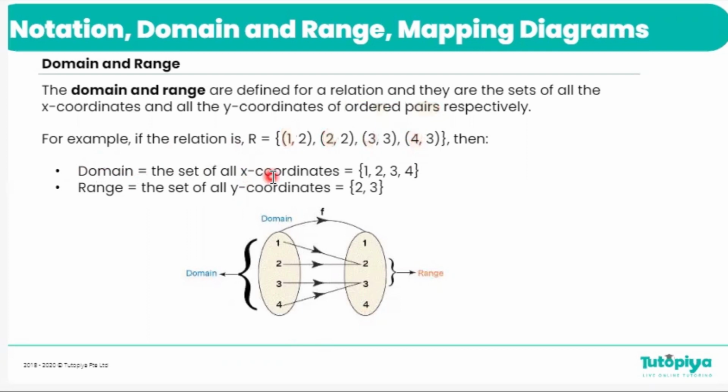On the other hand, the range would be all of my possible outputs, which are the set of all of my y coordinates. And if I look at the y coordinates here, I have 2, 2, 3, 3. So basically, that's the numbers 2 and 3. If I convert this into a mapping diagram where I have the domain on one side and the range on the other, I can see that multiple elements from my domain can map on to the same element in my range. And this is called a many-to-one mapping diagram.